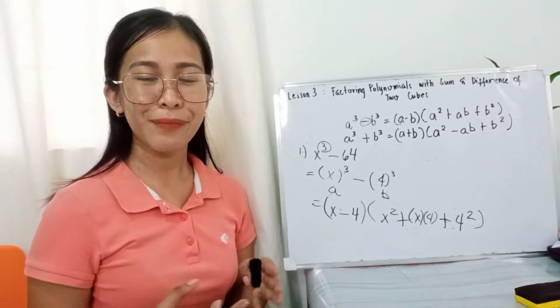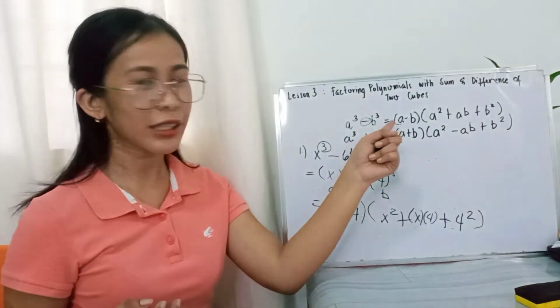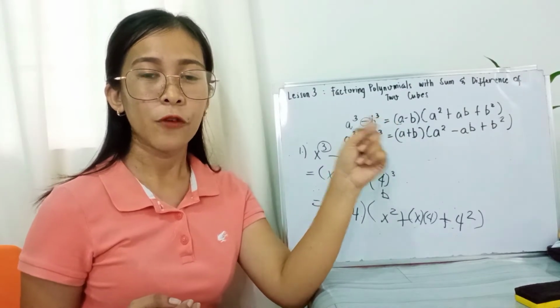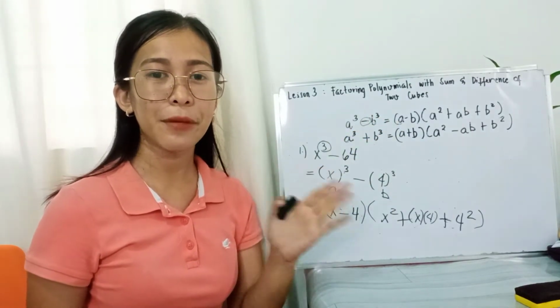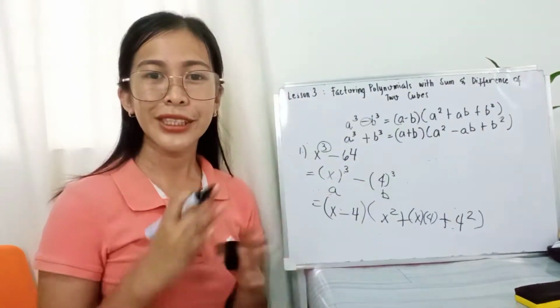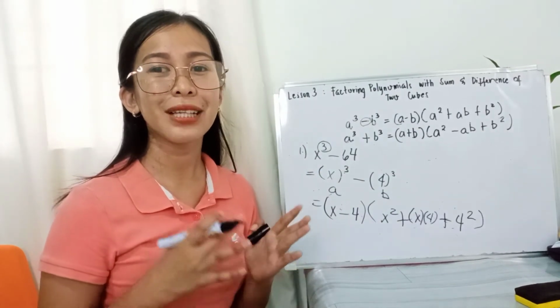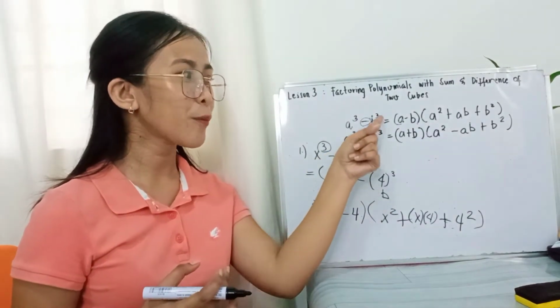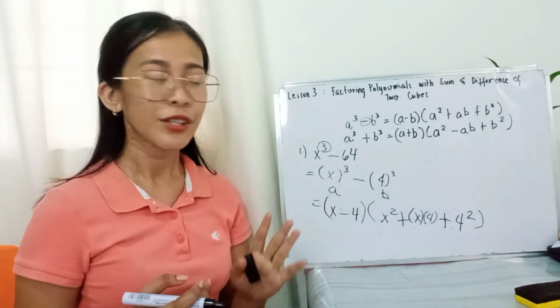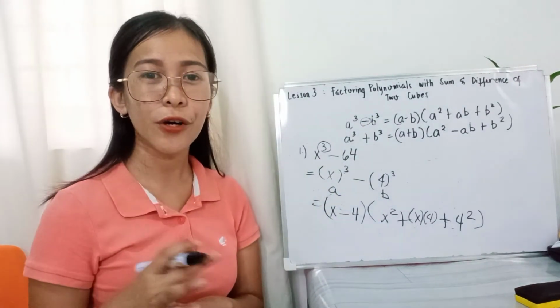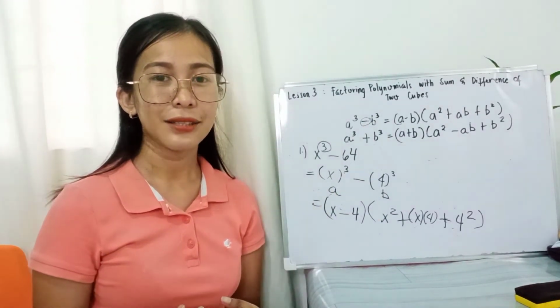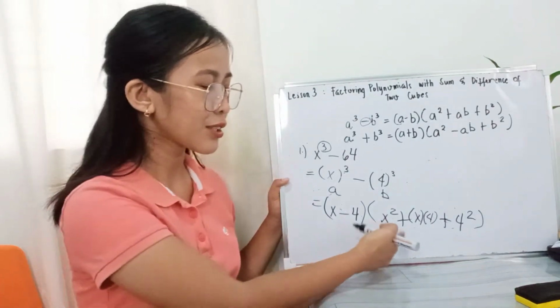Ganun lang kasimple yung pagsasubstitute natin dito sa pinaka form natin ng sum and difference of two cubes, no? So, hindi naman siya masyadong komplikado. Medyo malilito lang kayo kapag hindi nyo memorize itong form na to, no? So, kaya nga pinapakita ko sa inyo kung paano siya ginagawa. Okay? And then, right after that, just simplify.